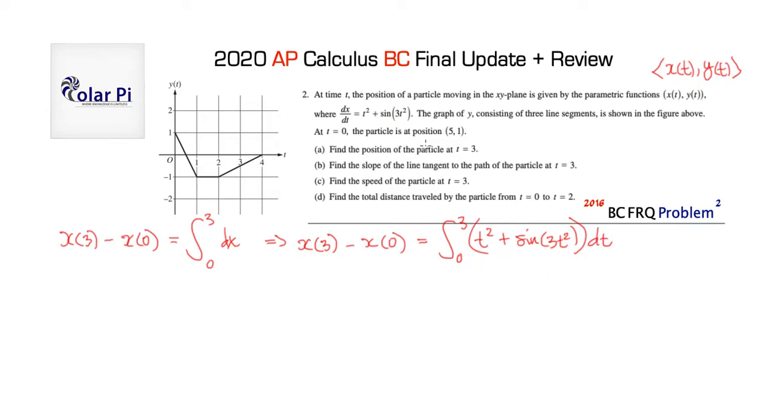As I said, this is from the calculator portion, as it is question 2 on the 2016 FRQ. I don't have a calculator handy to tell you what this is, but we're told that x of 0, the x coordinate of the position of the particle at time t equals 0, is 5. So we replace this with 5. What we're seeking is x of 3, so all I have to do is add 5 to the right side, and we'd be able to find x of 3.